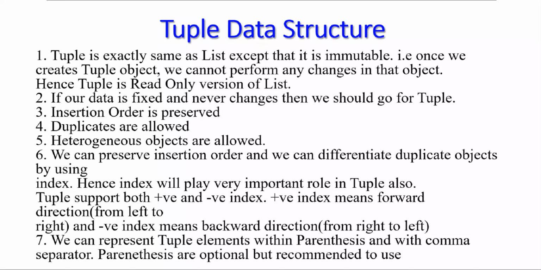So here a tuple is also like a list, but the basic difference is a list is mutable, a tuple is immutable. Once the tuple is created, you cannot change the elements. So that's why it is immutable. That means you can call a tuple a read-only version of a list. Once it is created, you cannot do any modifications on the elements. Tuple is exactly like a list, but it is immutable.